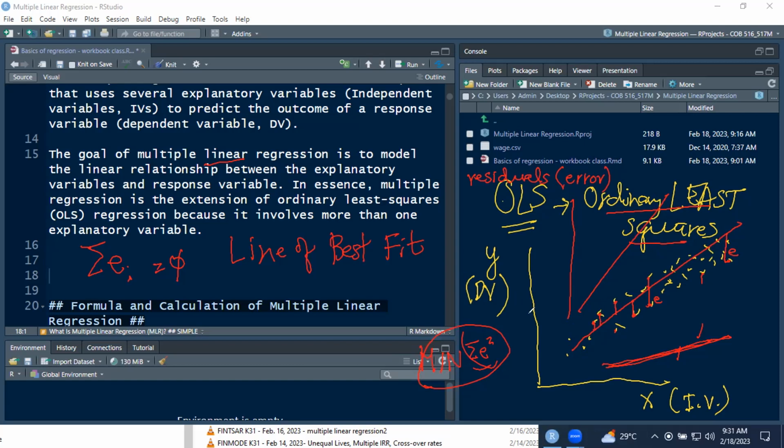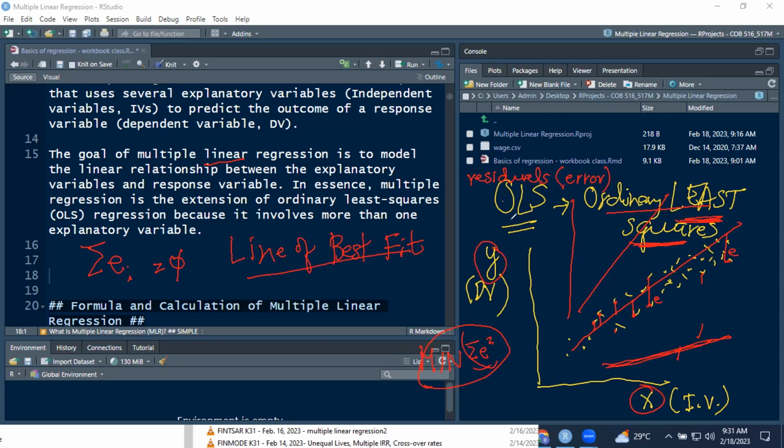Okay? There is no other line that best describes your y using x, given the points. Given these observations, you only have one unique line of best fit. And that line, when we get the residuals, the difference between that line and the actual data points, the error terms, and then square it, that's why we call it squared. It gives us the least sum of the squares of your error terms.